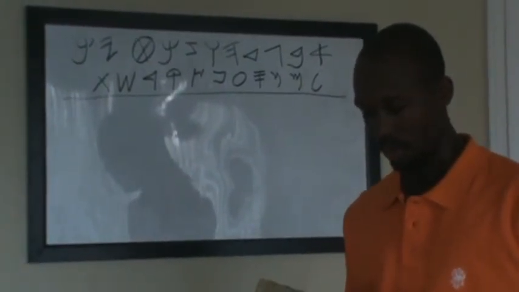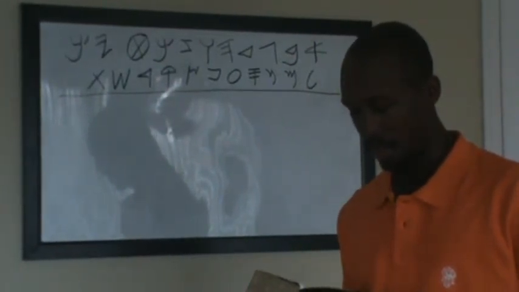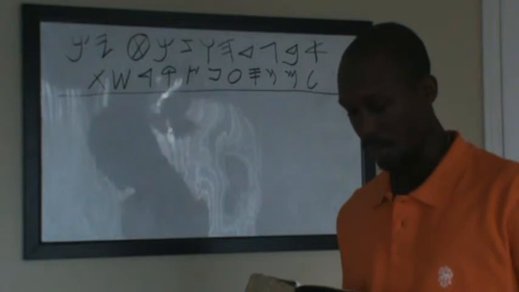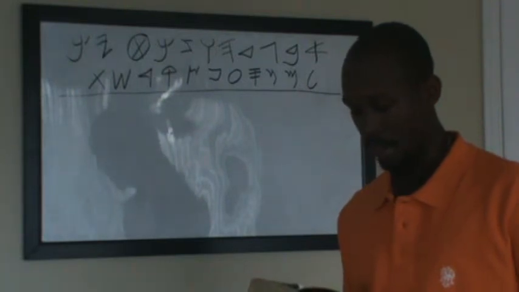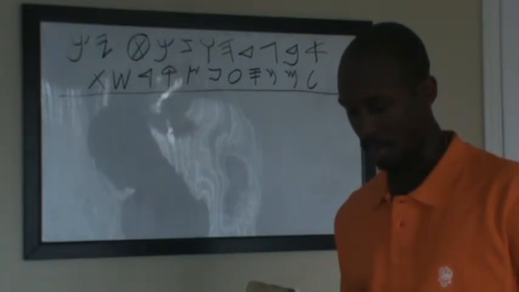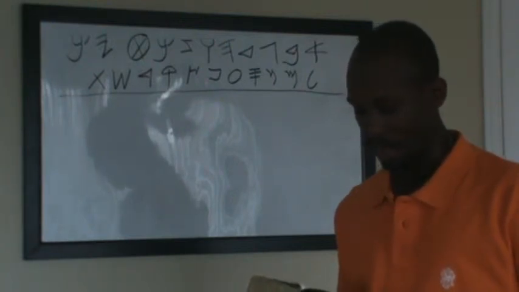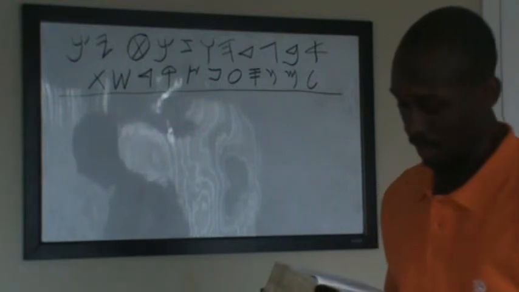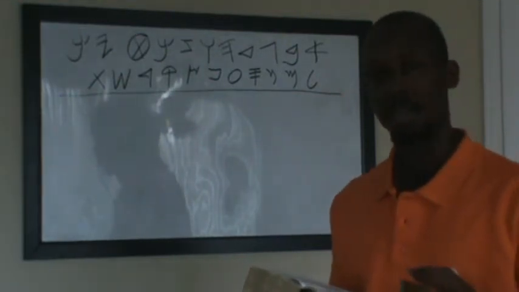Exodus 5, verses 1 and 2 says, And afterward Moses and Aaron went in and told Pharaoh, Thus saith Yahweh, Elohim of Israel, Let my people go, that they may hold a feast unto me in the wilderness. And Pharaoh said, Who is Yahweh, that I should obey his voice and let Israel go? I know not Yahweh, neither will I let Israel go.